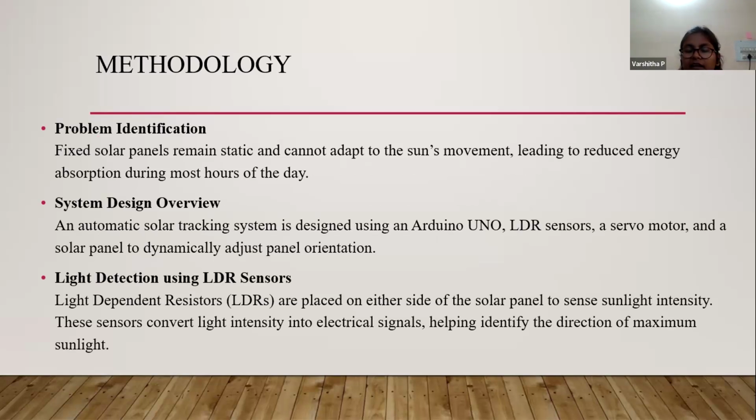What we designed uses an Arduino Uno and LDR sensors, and the solar panel dynamically adjusts its orientation. We used LDR sensors for sun detection. The main principle of the LDR sensor is that the sensors detect the sunlight, convert the light, and orient according to that.